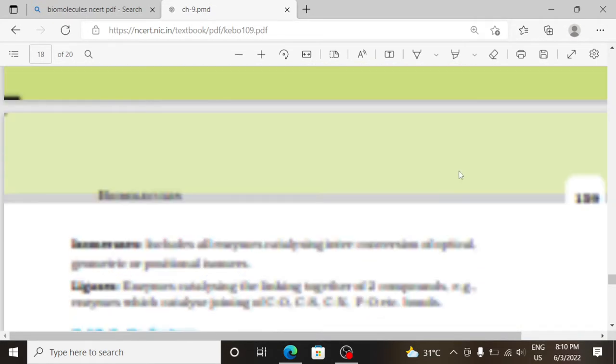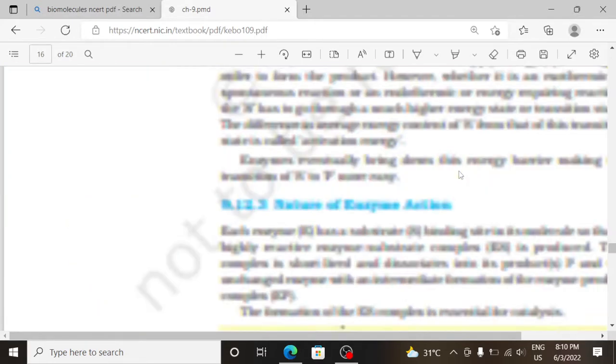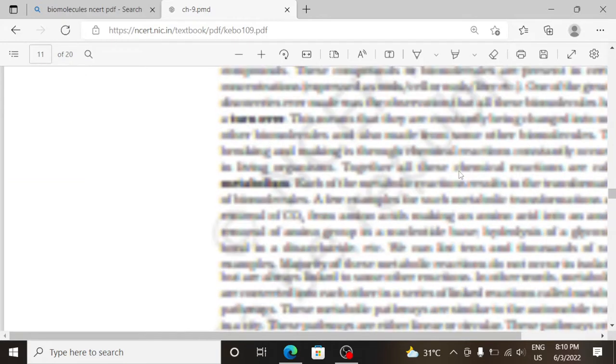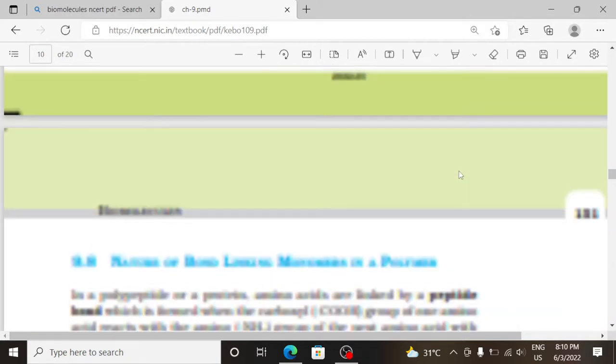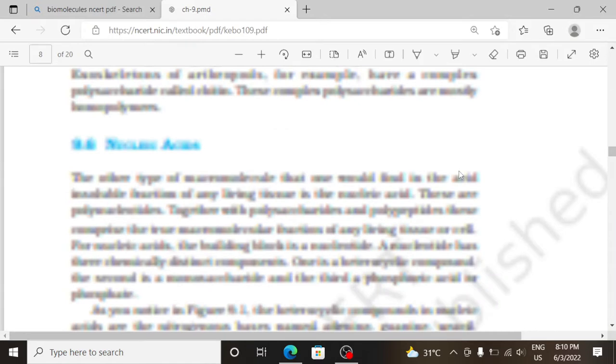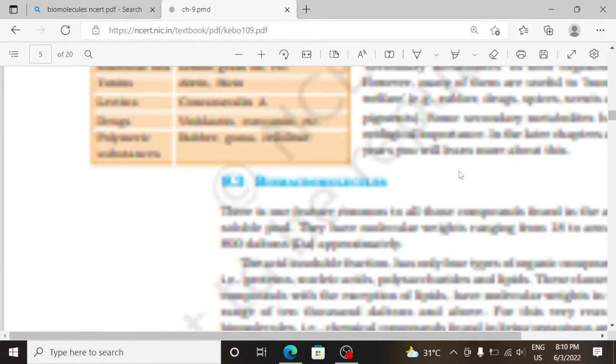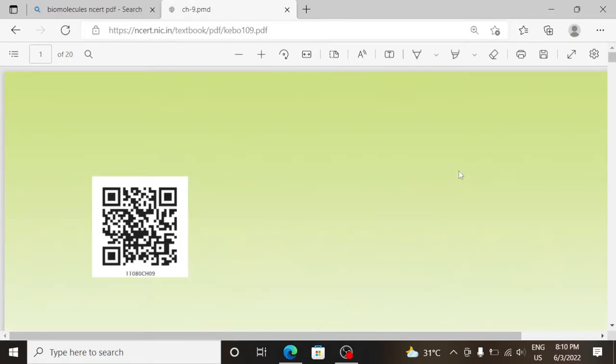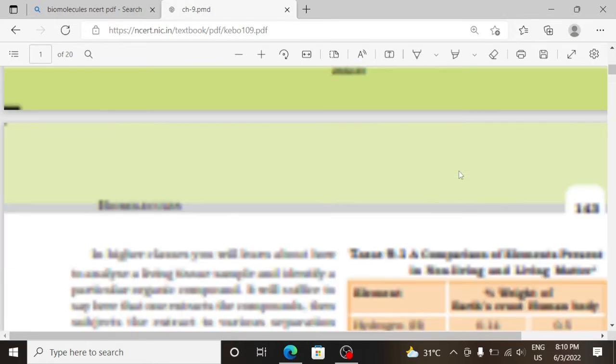Now let us take a look at the diagrams of this lesson. So this lesson is a very big lesson, okay? It is 20 pages. It's not so big, but it's moderately big. So, diagrams of the biomolecules lesson.